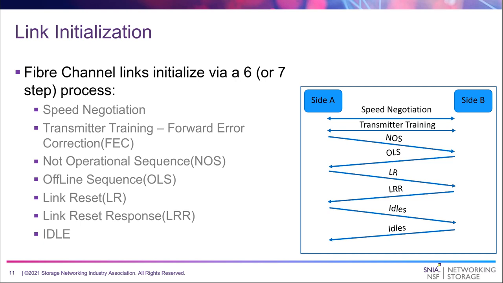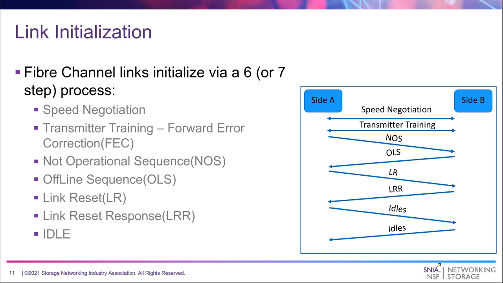In the handshakes that are going back and forth, there's the idea of this non-operational sequence. The return is an offline sequence. So this is the initial scenario for bringing up the link reset. We always send traffic, and so this is a little different. Idles or ARBs can also be used, but idles are always in play until data is actually being sent. And so the link is always live. We're always in constant sequence.